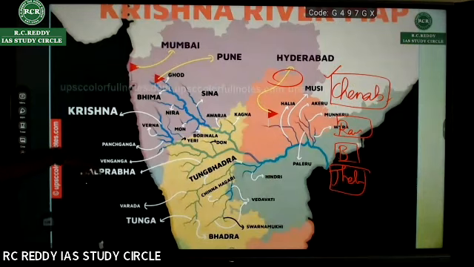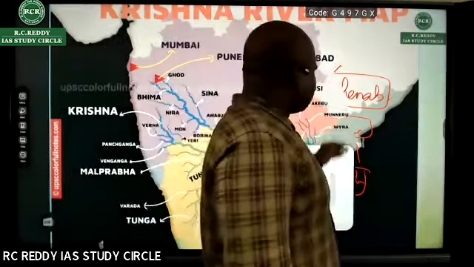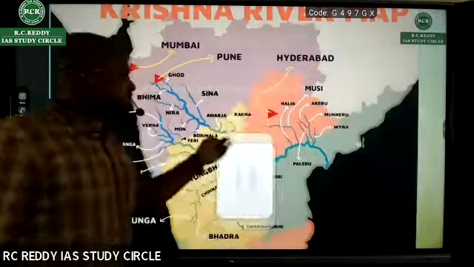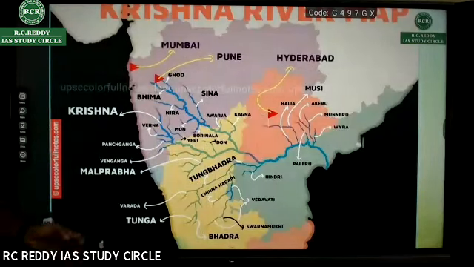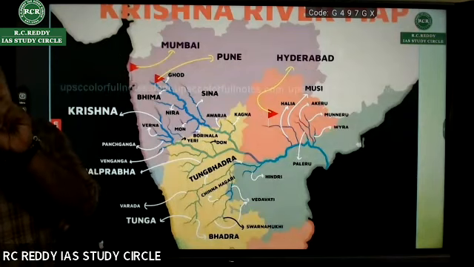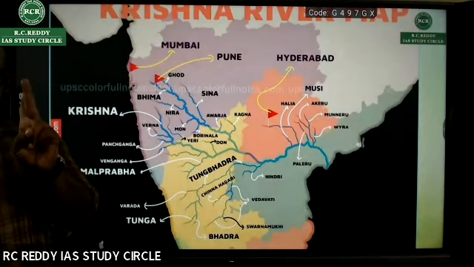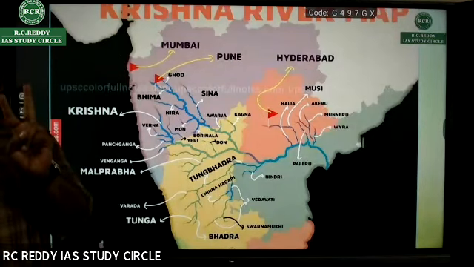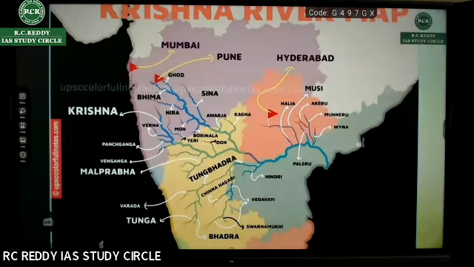Krishna, what are its tributaries? Musi, Godavari and Krishna. Manjira, Godavari. These two are points of confusion. Musi is Krishna, Manjira is Godavari, right? The rest, Bhima, Koyna, all of these are what? Which is the largest tributary of Krishna? Tungabhadra. Tungabhadra happens to be the largest tributary of Krishna. The rest you people refer to.